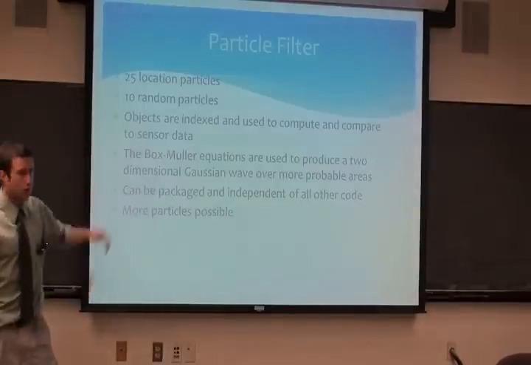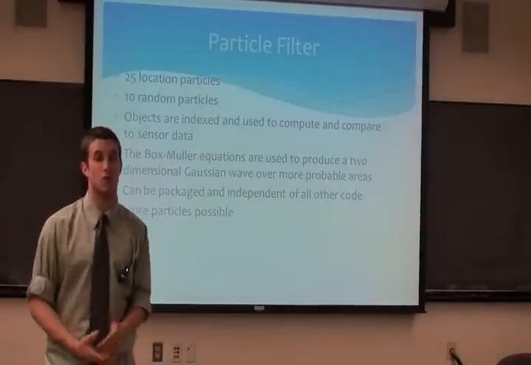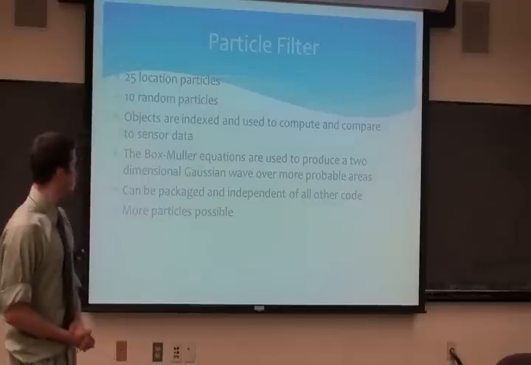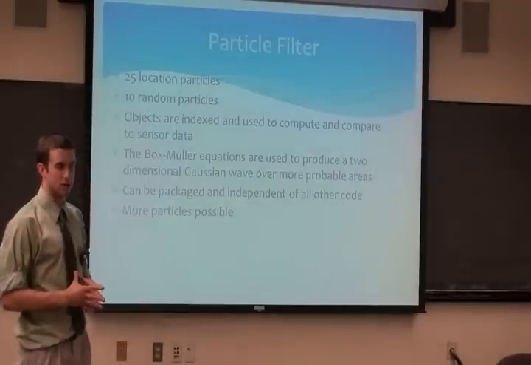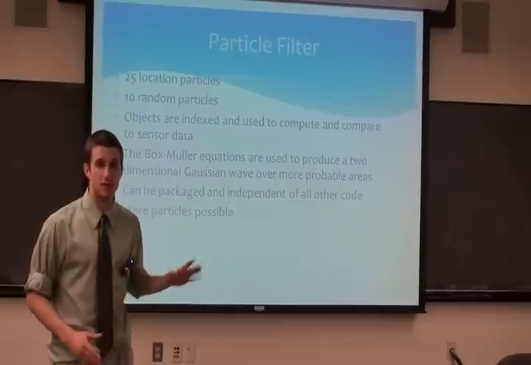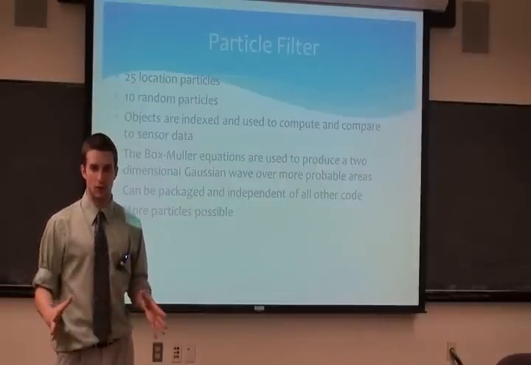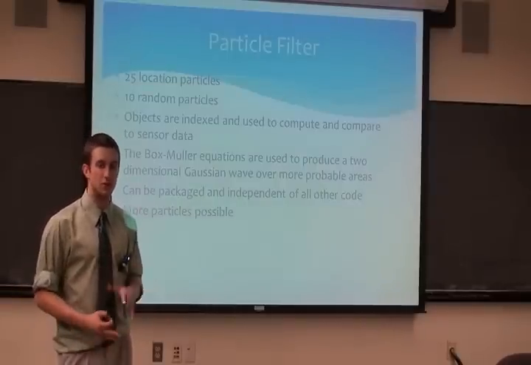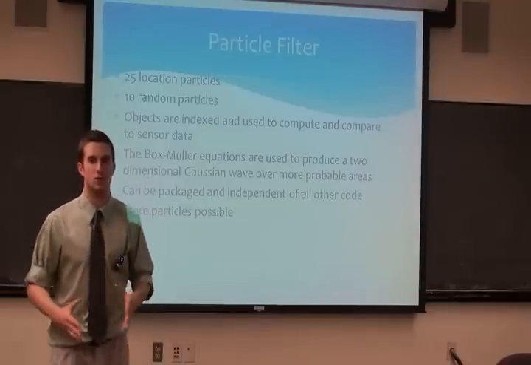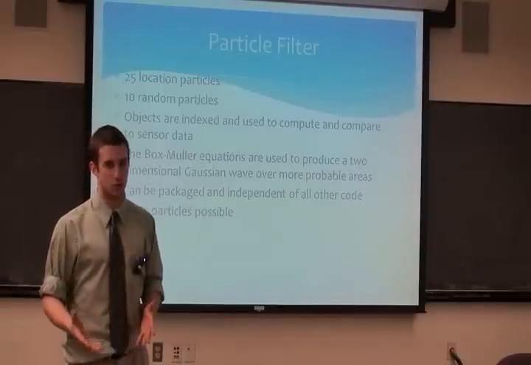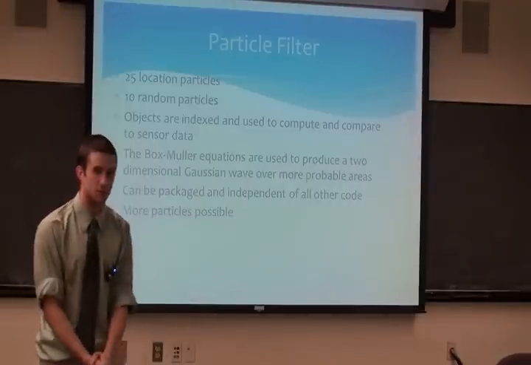So we used 25 location polar particles along with 10 random particles to make sure the robot was not kidnapped. The objects are indexed and used to compute and compare the particle data to the scanning data. This is an extremely crucial feature because we were able to use it not only for detecting walls, but it technically can receive a queue of objects. When I say object, I don't just mean a block node as we do in Wavefront. Objects are indexed and used to compute and compare sensor data.